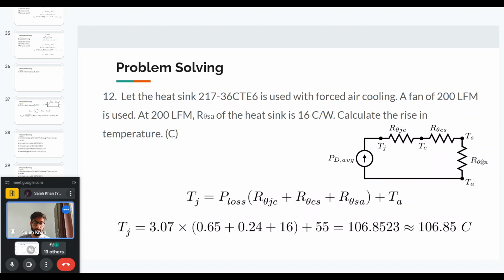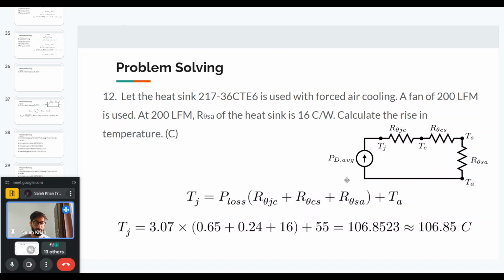The sink to ambient is now given as 16 for this particular part of the problem, and the ambient is 55 degrees. Power loss we have already calculated, so we use this expression to find the junction temperature, and it will come out as 106 or around 107 degrees.